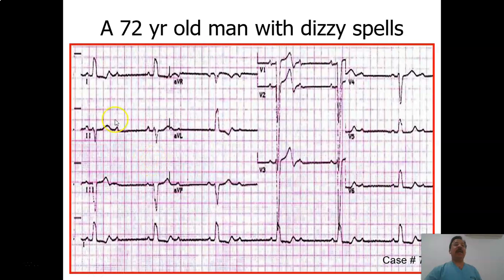Okay, next is the axis. Look at lead 1 and AVF. Lead 1 is positive, AVF is negative. So this is a left axis deviation. If you get a left axis deviation, immediately look at lead 2. If it's negative, then this left axis deviation is actually a left anterior hemiblock, or left anterior fascicular block.